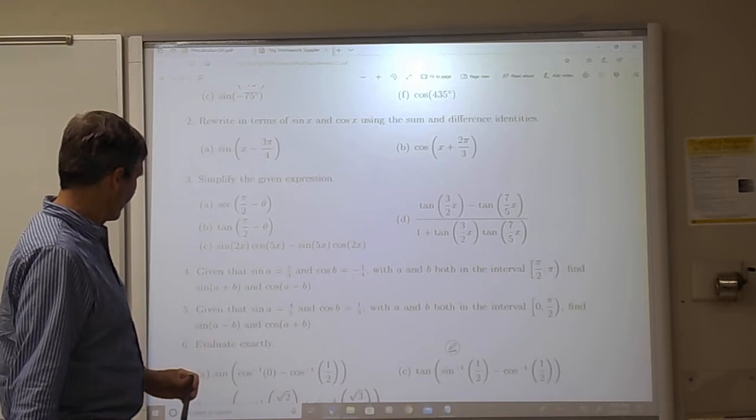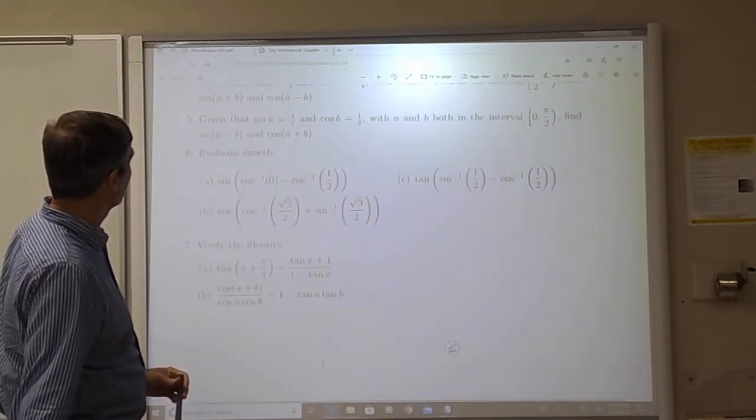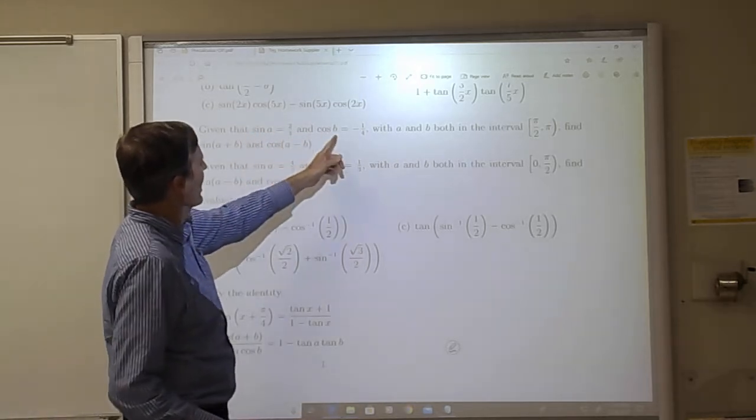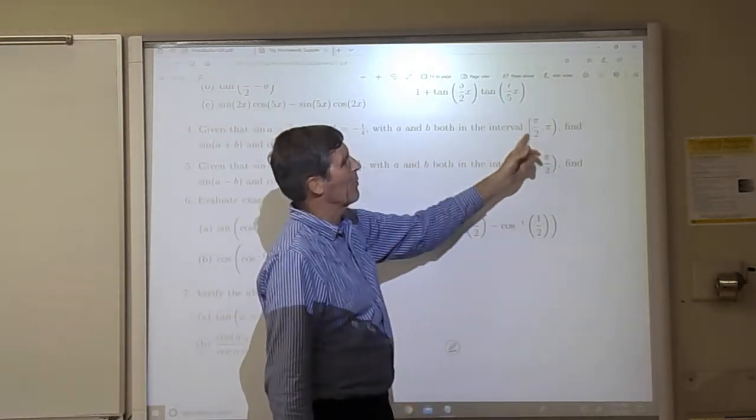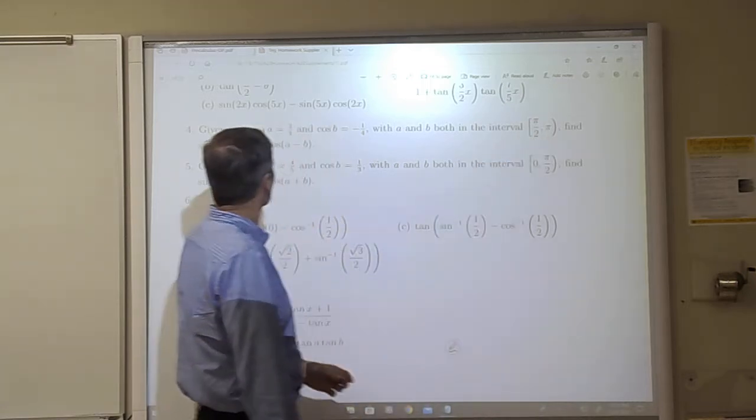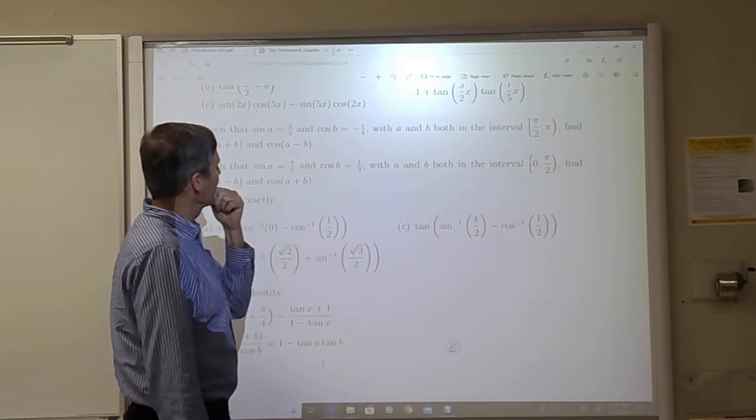Now I want to jump down a little bit here. Another common problem you get is like number 4 here. Suppose that sine A is 2/3 and cosine B is minus 1/4, and that A and B happen to be in the second quadrant here, or maybe along the y-axis, between pi over 2 and pi. What is the sine of A plus B, for instance? What is the sine of A plus B?